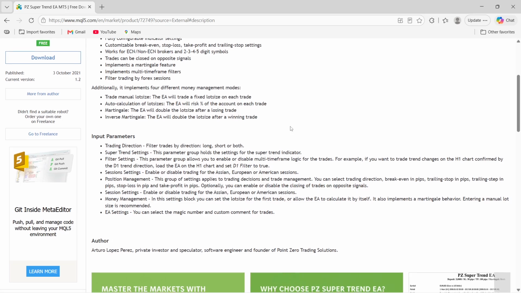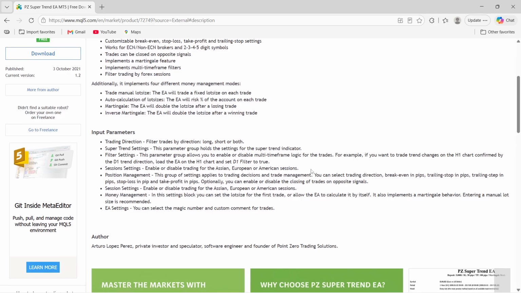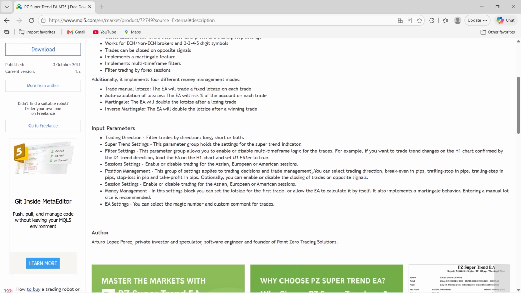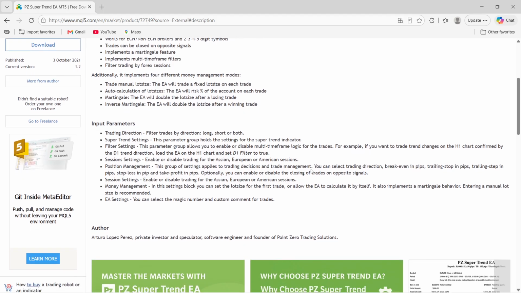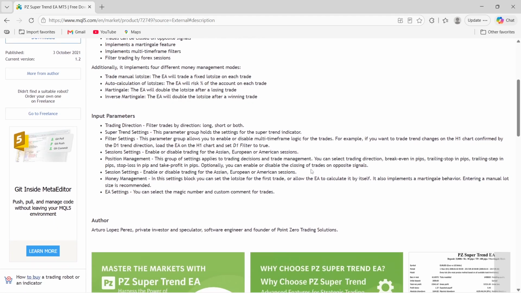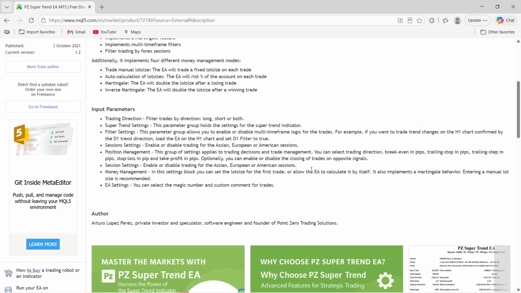The developer emphasizes that the EA can open trades on a new trend and optionally close them when the trend reverses. Alright, so think of it this way. SuperTrend flips bullish, the EA opens a long. When SuperTrend flips bearish, it can close that long and either open a short or stay flat, depending on your settings. They also highlight that it can trade both directions or only long or only short, depending on what you choose.